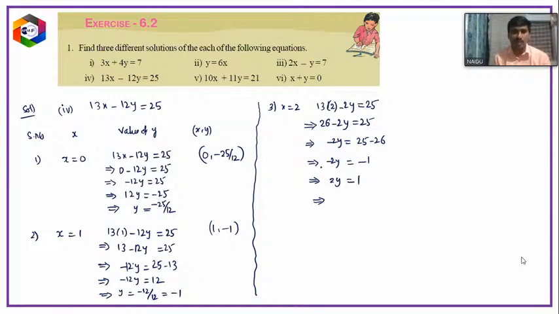So since minus 2 into minus 1 is plus 2, minus 1 into minus 1 is equal to 1. So finally the value of y will be equal to 1. Now what is the solution for this equation? That is, x value is 2 and y value is 1 by 2.